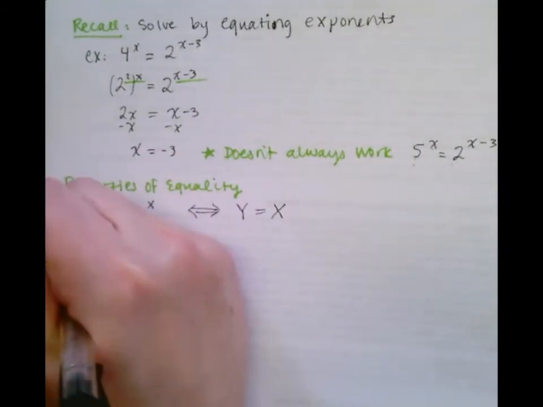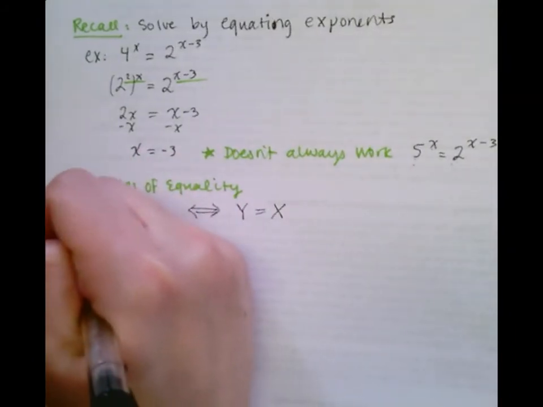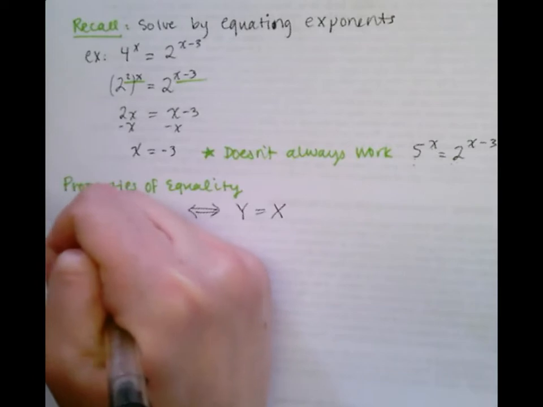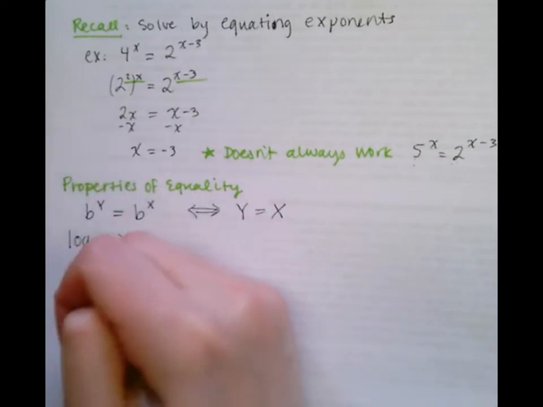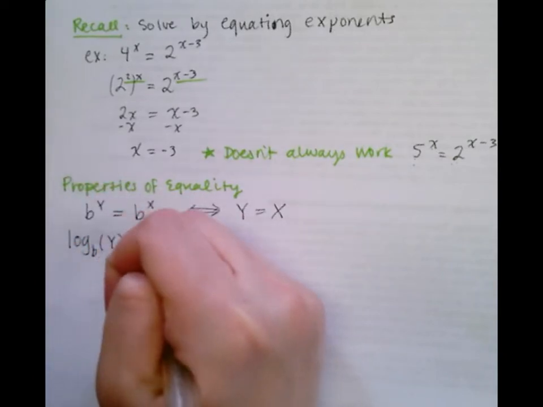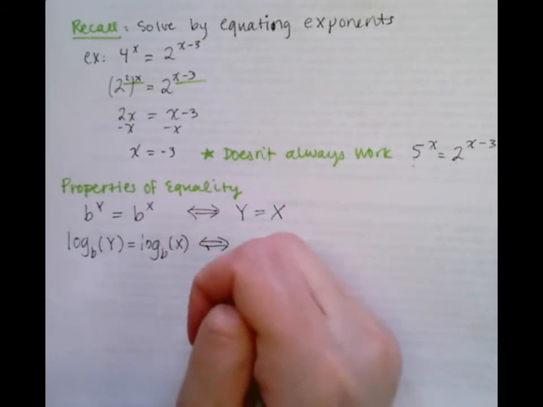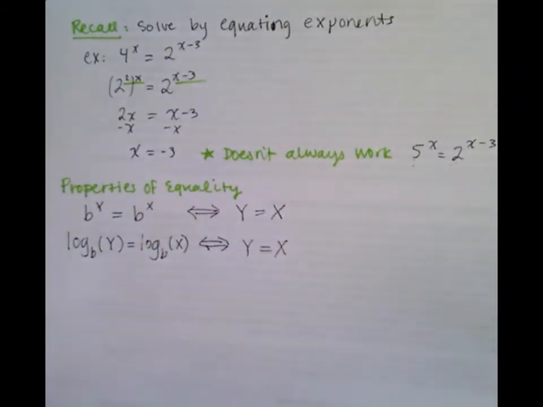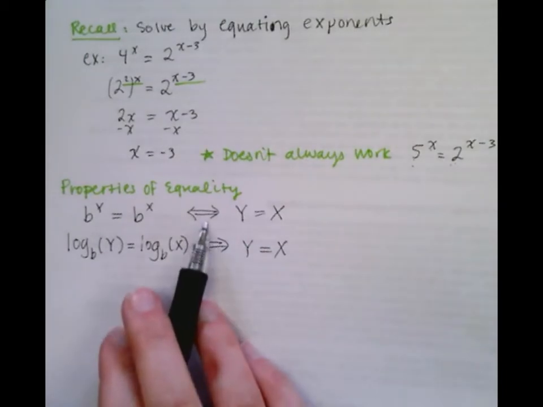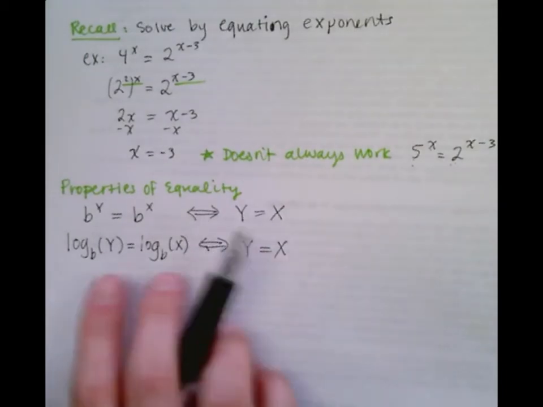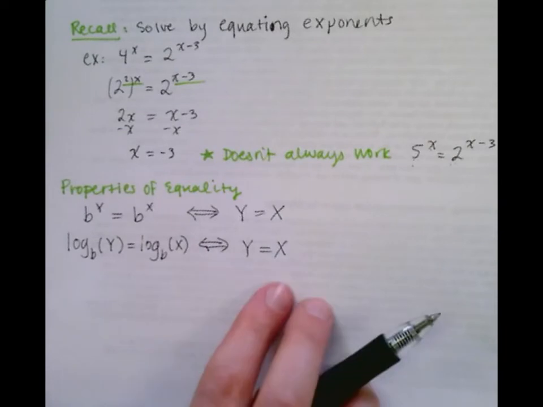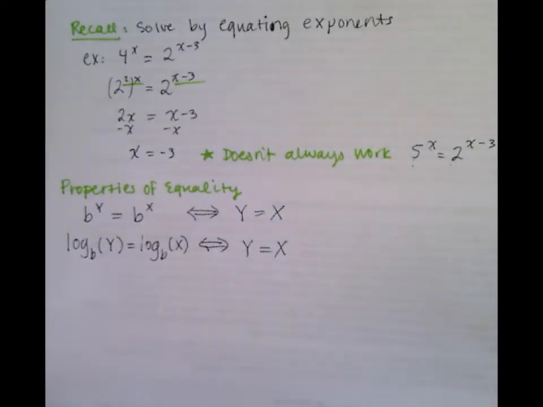And we have something similar with logarithms. We'd say log base b of y, if you know log base b of y equals log base b of x, then it's also true that y must equal x. And so the idea of these double-sided arrows is if you know one, you can get to the other. If you know the other, you can get to the first. So it works both ways.